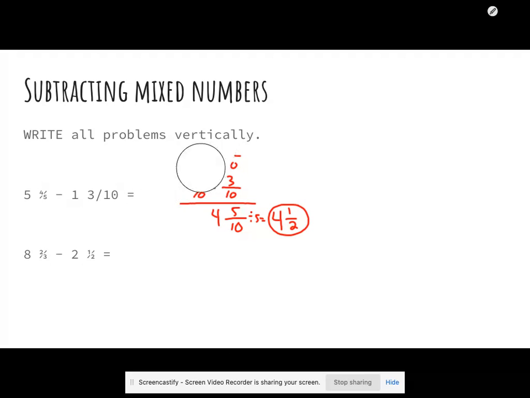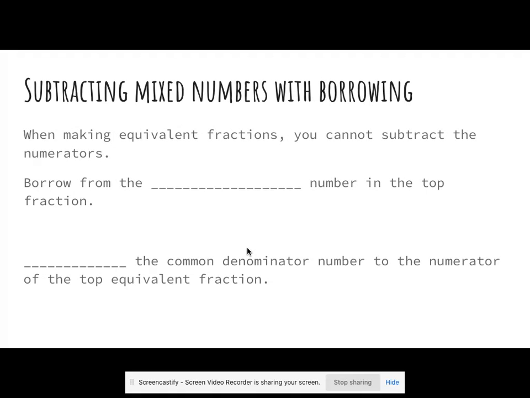Next, what we're going to do is we're going to talk about borrowing. So when making equivalent fractions, you cannot subtract the numerators. That's when we know we need to borrow. So we're going to borrow from the whole number in the top fraction. What we do then after we borrow is we add the common denominator number to the numerator of the top equivalent fraction. And this will make more sense once I show you an example.